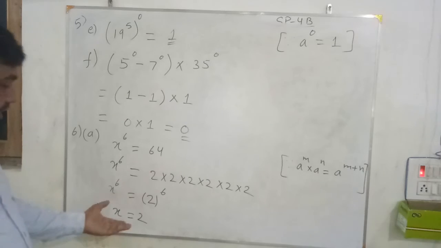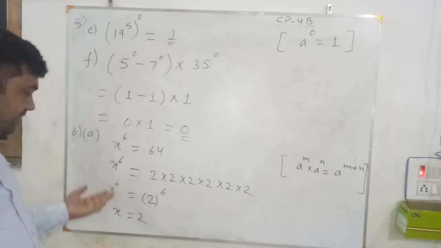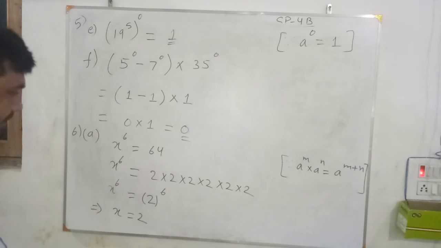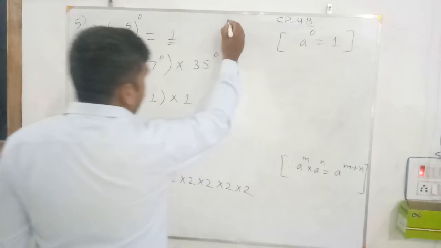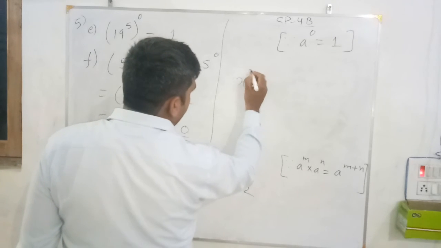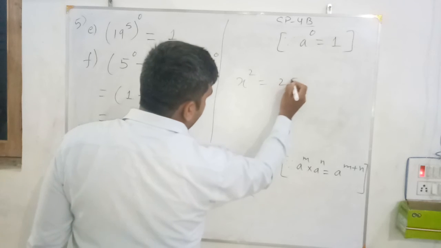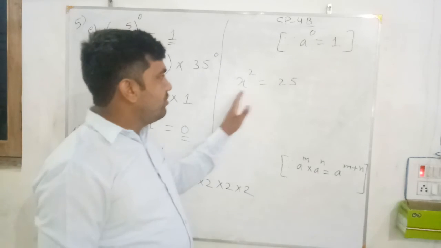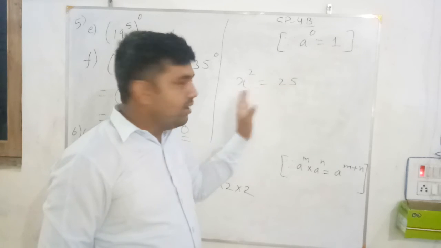Another method we can use to say that the value of x is 2: one is the comparison, and the other method you can apply is this. Sometimes we get x square is equal to 25. So what are we doing? To find the value of x, we take the square root on both sides.